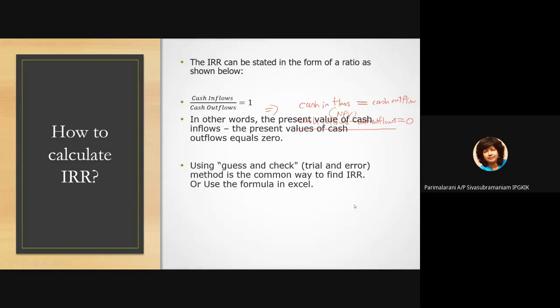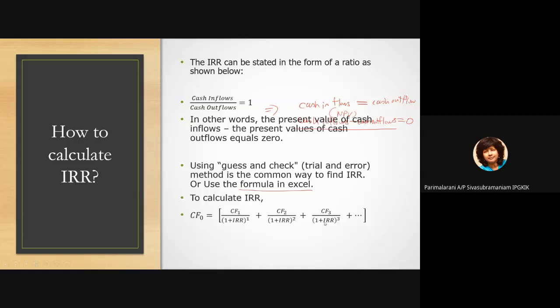So for IRR, you remember many times we have tried to find the interest and the only way to do it was to use trial and error. So this is how we're going to do it also. Using guess and check or trial and error is the common way to find IRR. Or you can use the formula in Excel. In Excel, they have the formula IRR. So you just have to use that formula to calculate. But if you're doing it manually, then you have to use guess and check.